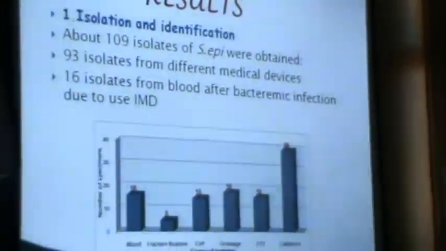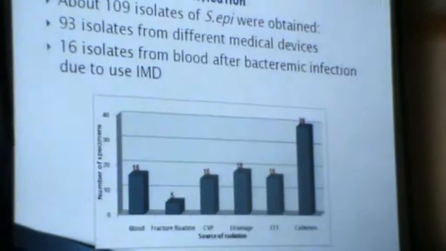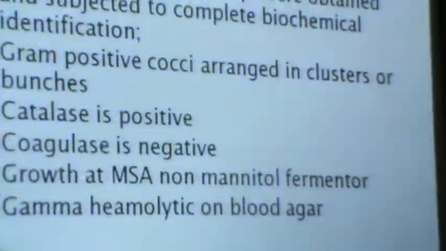Results. About 109 isolates of Staphylococcus epidermidis were obtained. The following figure shows the number of isolates from the different types of indwelling medical devices. About 93 isolates from different medical devices were distributed as follows: 5 isolates from fracture fixation devices, from central venous pressure about 15 isolates, 18 isolates from drains, and 16 isolates from endotracheal intubation, with catheters about 39 isolates. Also, 16 isolates were collected from blood after bacterial infection due to the use of indwelling medical devices.